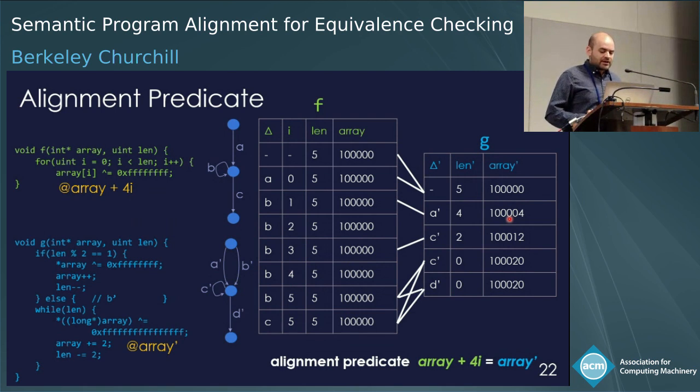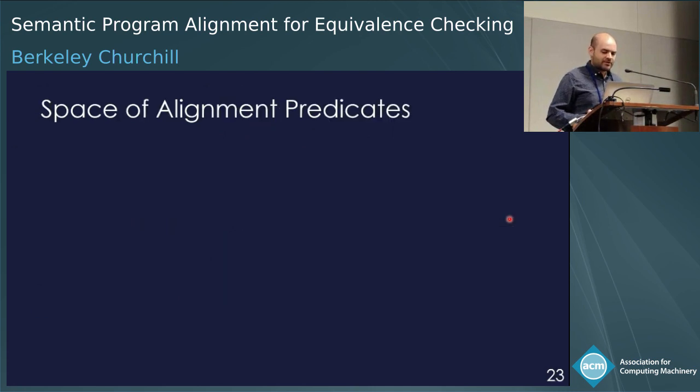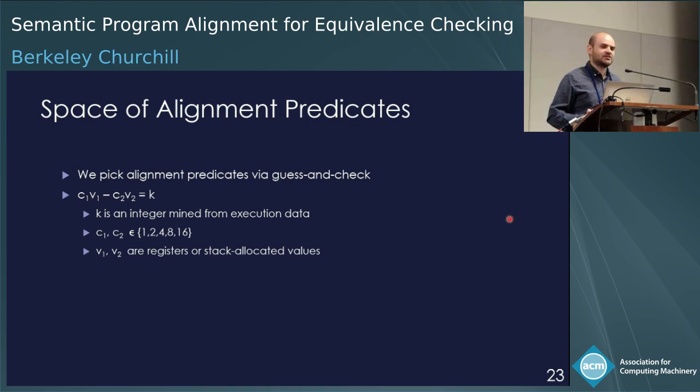So to actually come up with the alignment predicates, we do something that's very simple, which I'm sure can be improved on. We essentially guess alignment predicates just from a predetermined space. And it's essentially linear combinations of up to 2 registers or program values. There are actually, I think, some underlying reasons why this space works well for x86-64 programs, and we talk about it in the paper, but there are also, I think, many better things you can do than what we have.